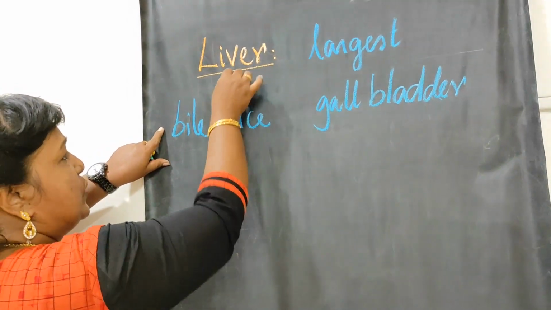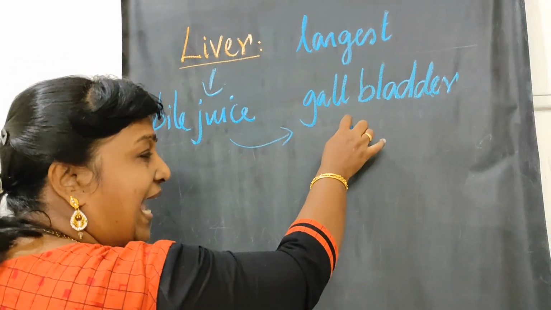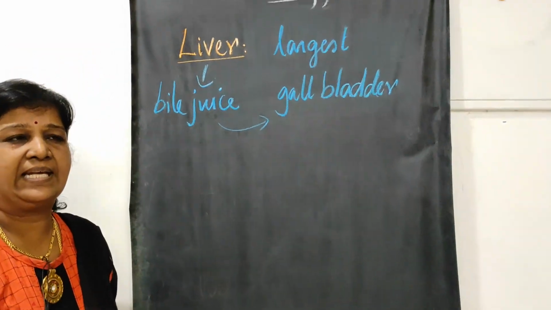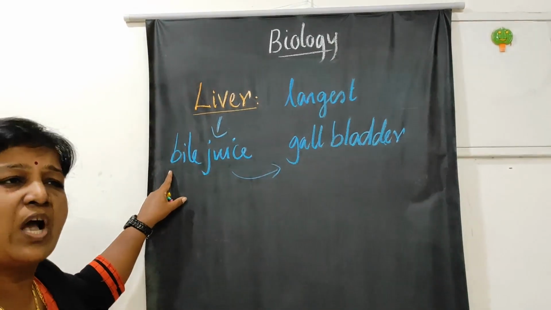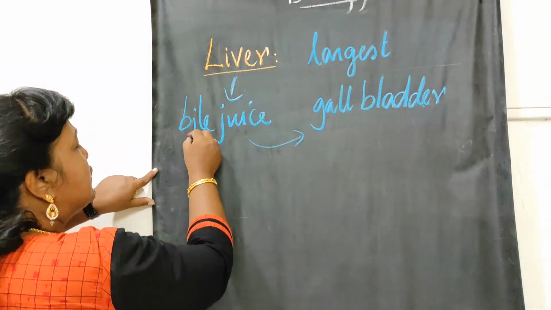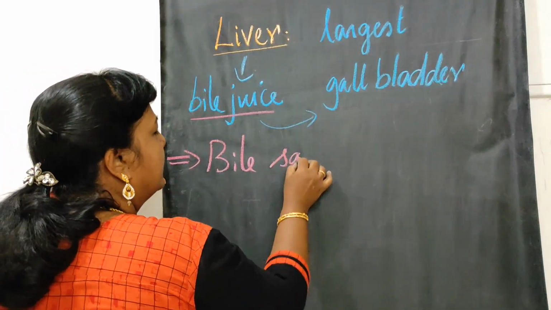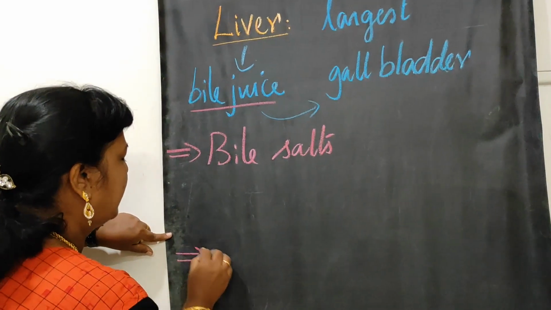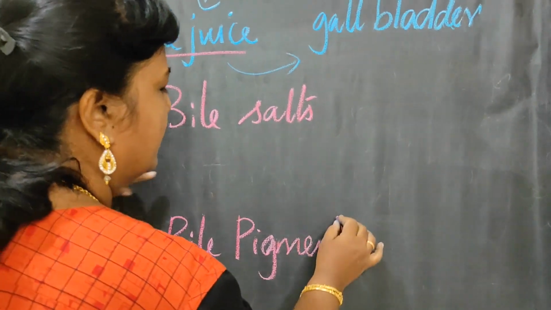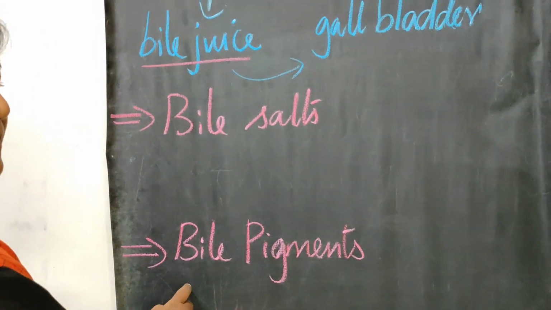This bile juice is temporarily stored in the gallbladder. Now coming to the components of bile juice. Bile juice is formed of bile salts and bile pigments. So what are the components of bile juice? They are bile salts and bile pigments.